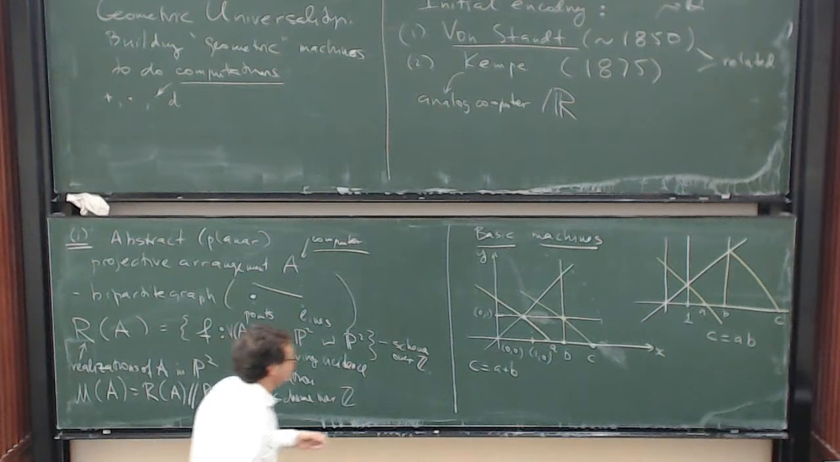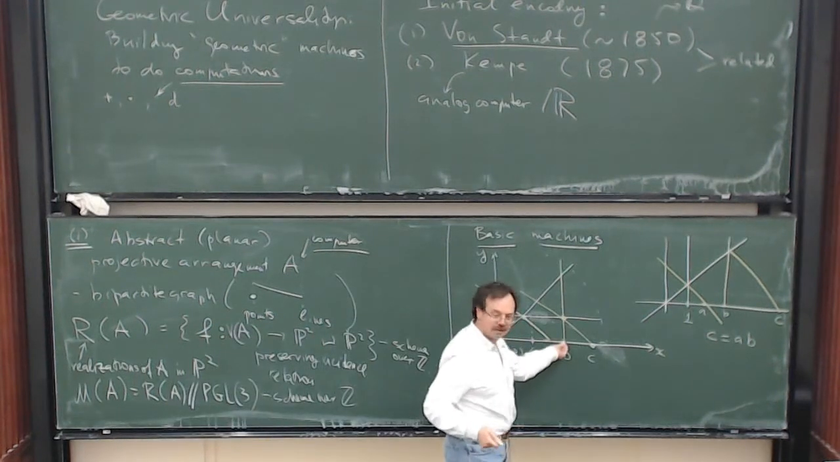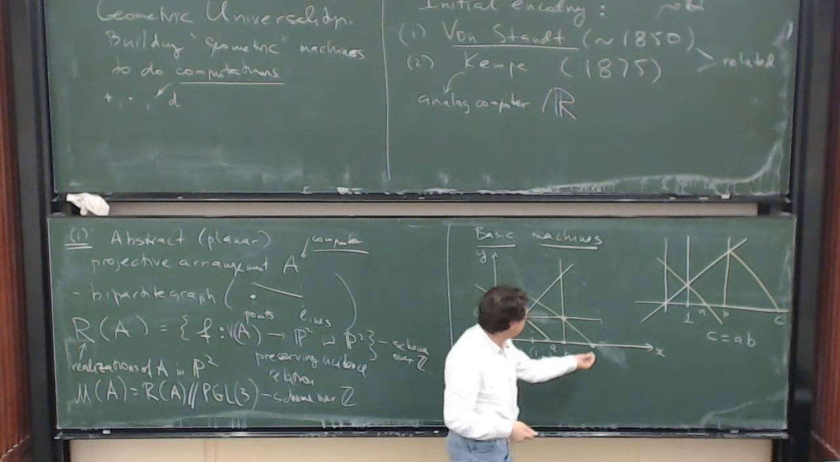Just think about this. These nodes are called inputs. This is where you input your variables, and this node is the output.